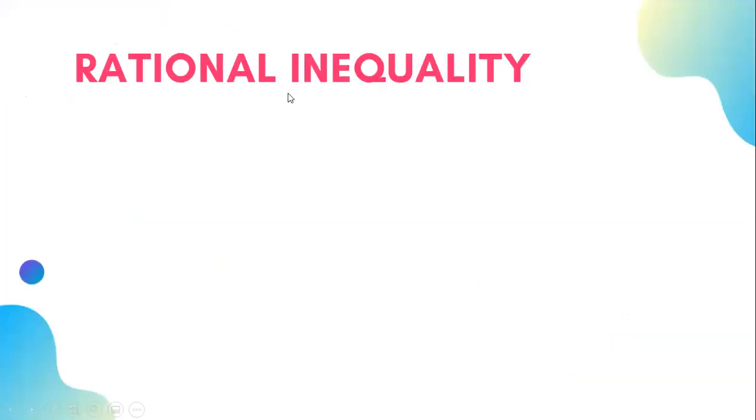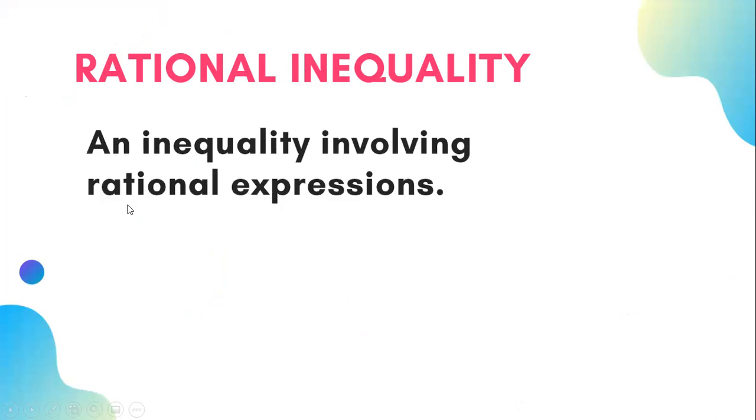How about the rational inequality? As the name suggests, there must be inequality symbols. And what are those inequality symbols? Symbols like not equal to, greater than, less than, greater than or equal to, and less than or equal to. Those are the symbols that you have to look into to classify if the given is a rational inequality. As we defined, a rational inequality is an inequality involving rational expressions, like this example. So this is an example of a rational inequality since we have the symbol greater than.